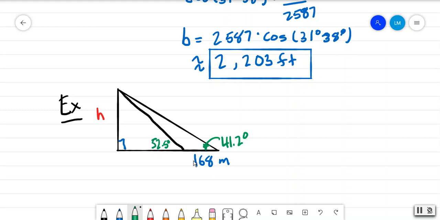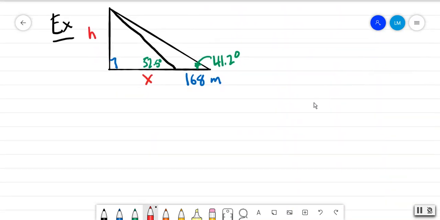Now, to do this question, we actually have to model it in a way that we can find the height. Now, it looks like we can use some advanced methods, but I don't want to do that. So let me just put an X right there. That way you have an idea where I'm going with this. So to do this question, we basically have one right triangle, and then we have another, a smaller one. So for example, tangent of 52.5 degrees is equal to h over x.